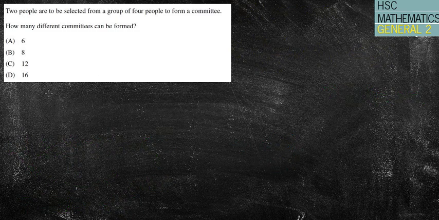All right, let's have a look. We've got 2 more questions to go. This is a HSC question here. 2 people are to be selected from a group of 4 people to form a committee. How many different committees can be formed? So, we've got a choice here.